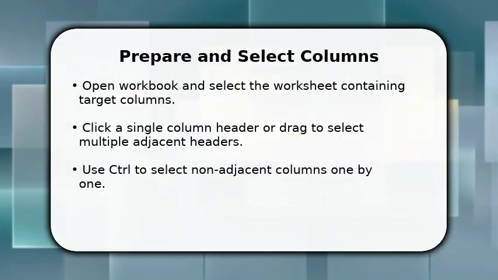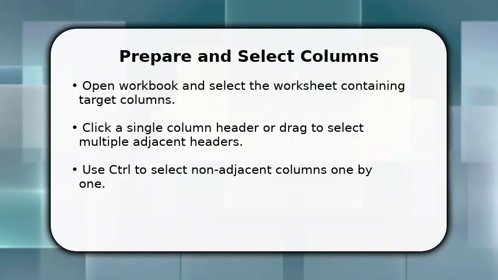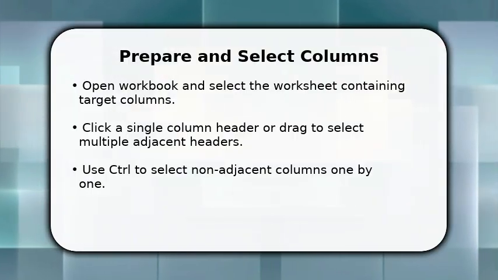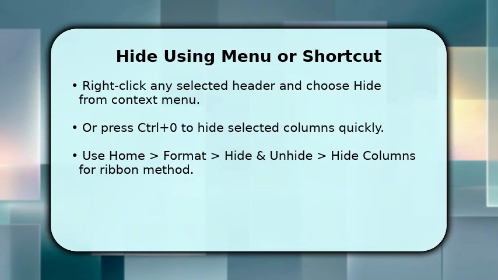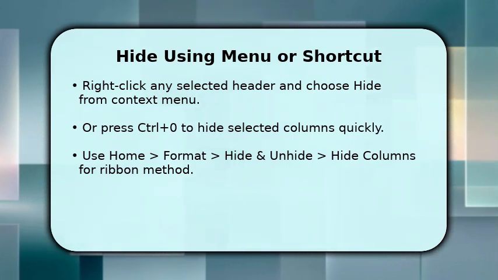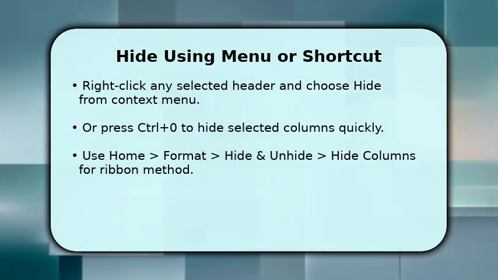This immediate selection step sets up everything else. Doing it carefully prevents accidental data concealment later. Now hide the selected columns using your preferred method. Right-click any highlighted header and choose Hide.